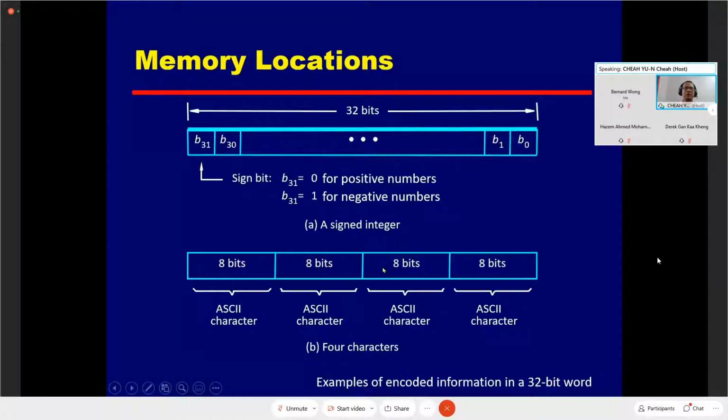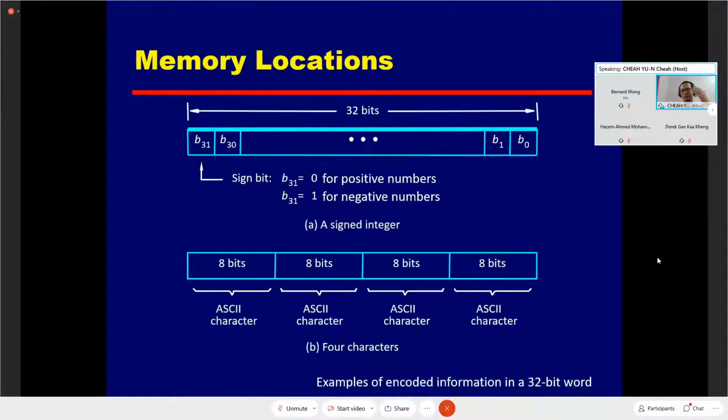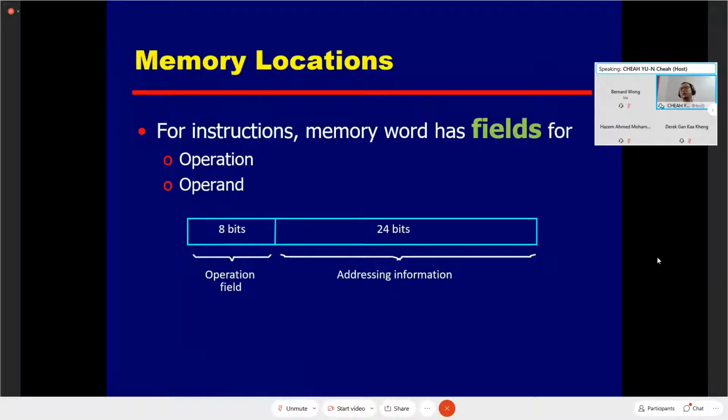Okay, good. And then for instructions, let's look at instructions. The earlier two are for integers and characters. What about instructions? For instructions, the memory word, let's say 32 bits, has fields.